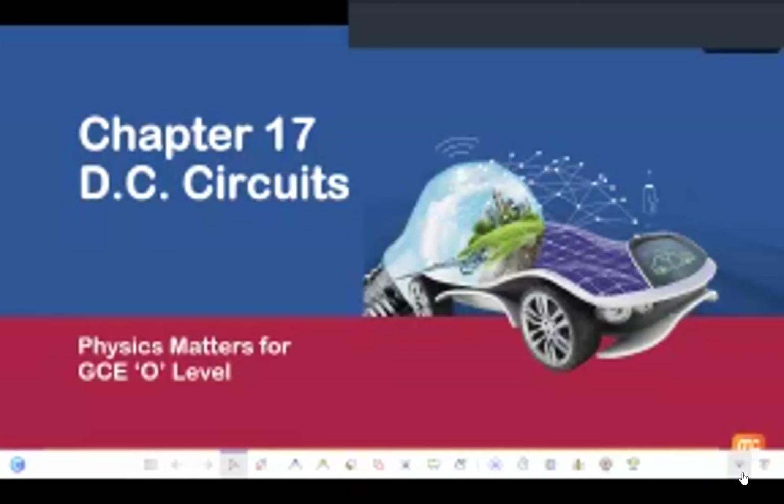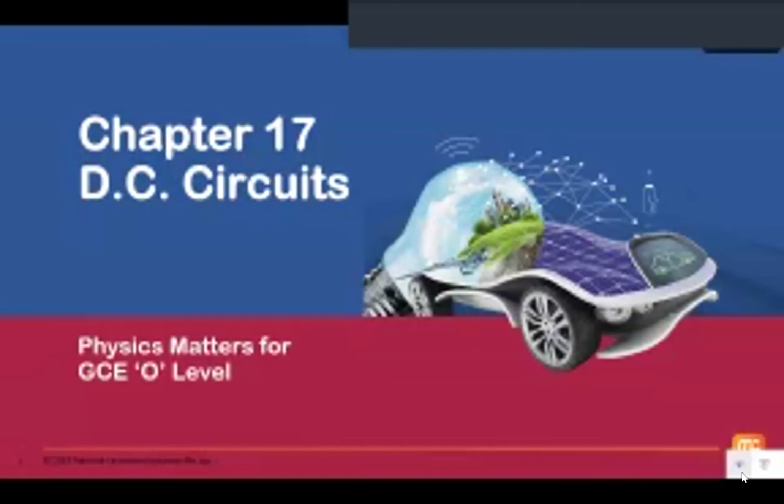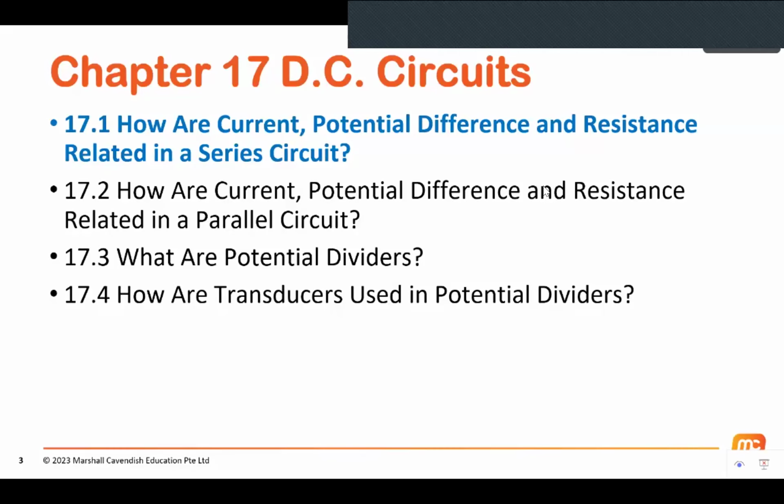Okay, DC circuit part 1. In this first part, we'll be covering both 17.1 and 17.2. We will discover how the current, potential difference, and resistance vary in a series and in a parallel circuit. Okay, so these are the learning outcomes for 17.1.